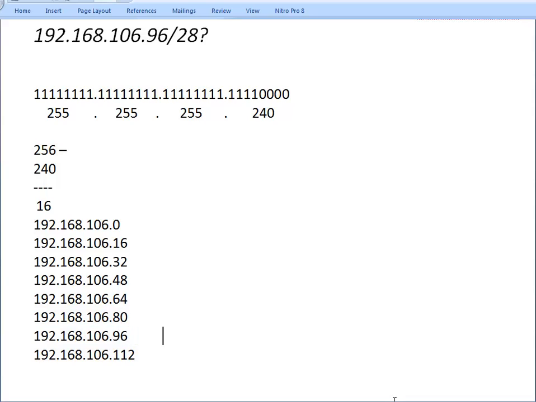So the first valid address is going to be 192.168.106.97, the network ID plus 1, and the broadcast is going to be the next address minus 1. So 192.168.106.111. And the last valid is going to be the broadcast address minus 1. So 192.168.106.110.